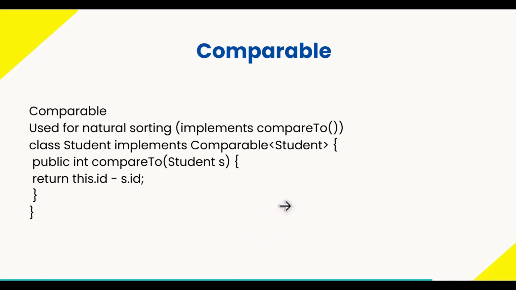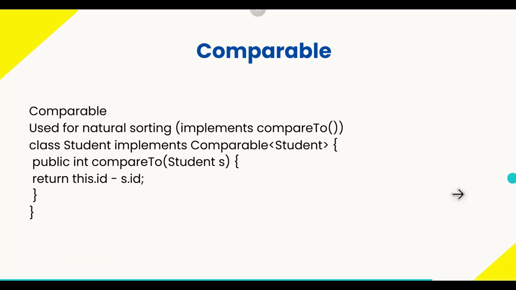Next one is Comparable. Comparable is used for natural sorting, that is, it implements the compareTo method. Comparable is an interface in Java that is used to sort the objects of a class in a natural order. Natural order like A to Z, 1 to 100, etc. It is used when you want to define how objects should be compared, for example, by name, by age, or marks. So these are the examples for Comparable.